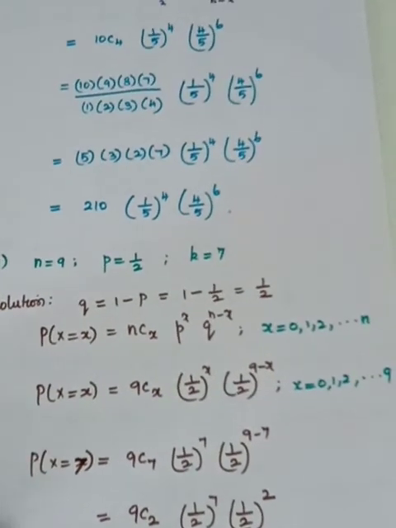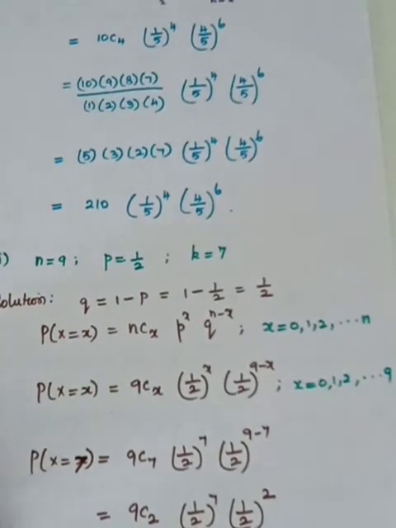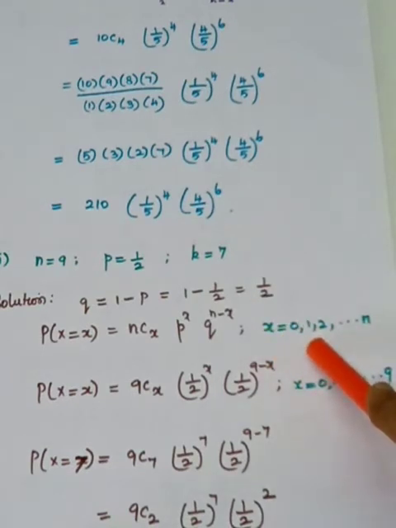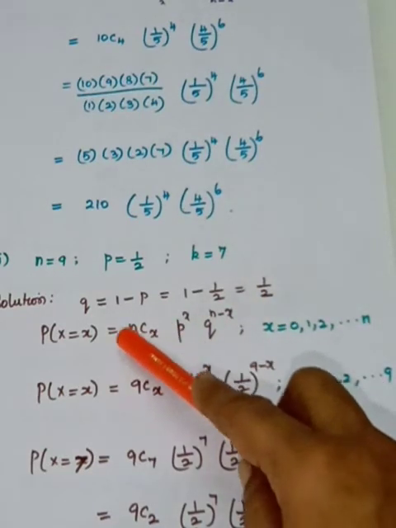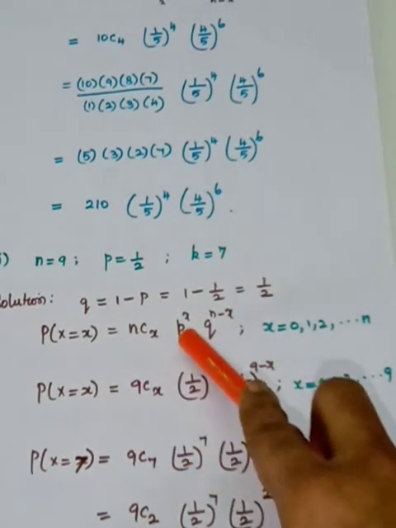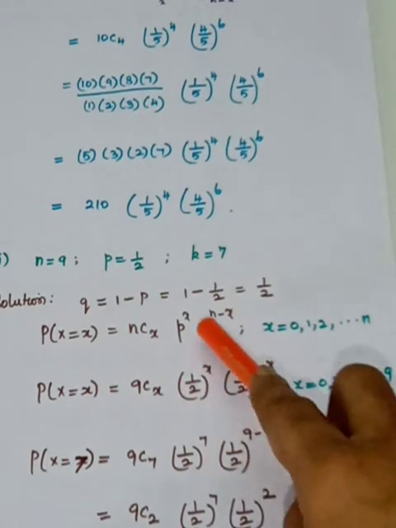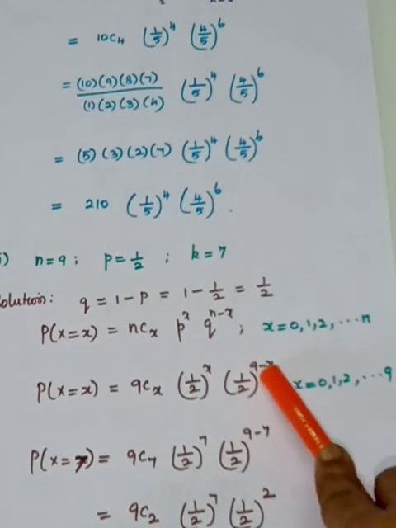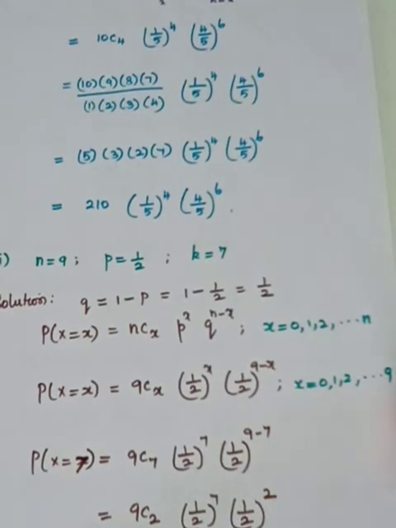So coming to the third subdivision, n is equal to 9, p is equal to 1 by 2, k is equal to 7. So q is substituted using the formula 1 minus p. Then you have to write the binomial distribution. In binomial distribution, the probability mass function, where x varies from 0, 1, 2, etc. up to n, on that you have to substitute n as 9. What is p first? It is 1 by 2. And what is q? That also 1 by 2, whole power 9 minus x. Now your x varies from 0, 1, 2, etc. up to 9.